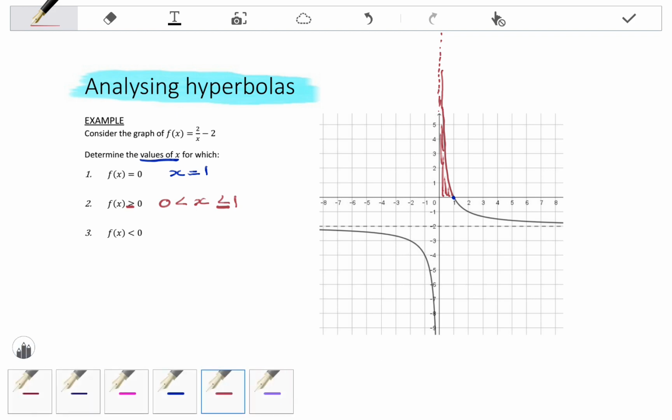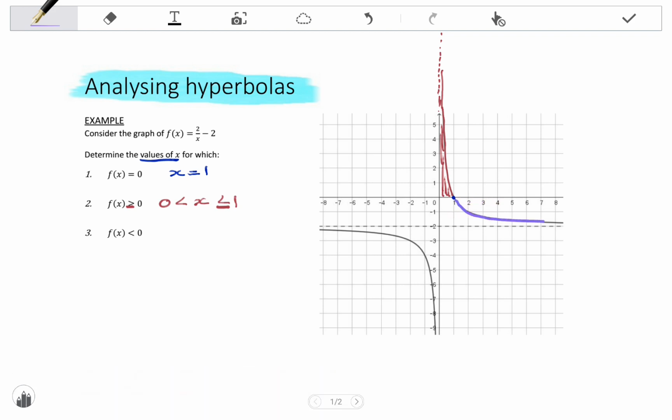Looking at question 3, it says we have to find the values of x for which f of x is less than 0. That's where the y values are negative, so it's where the graph is below the x-axis. So we go to the graph and we identify the part of the graph that we are interested in. One, two parts. If there are two parts of the graph, it means that we will have two inequalities in our answer.